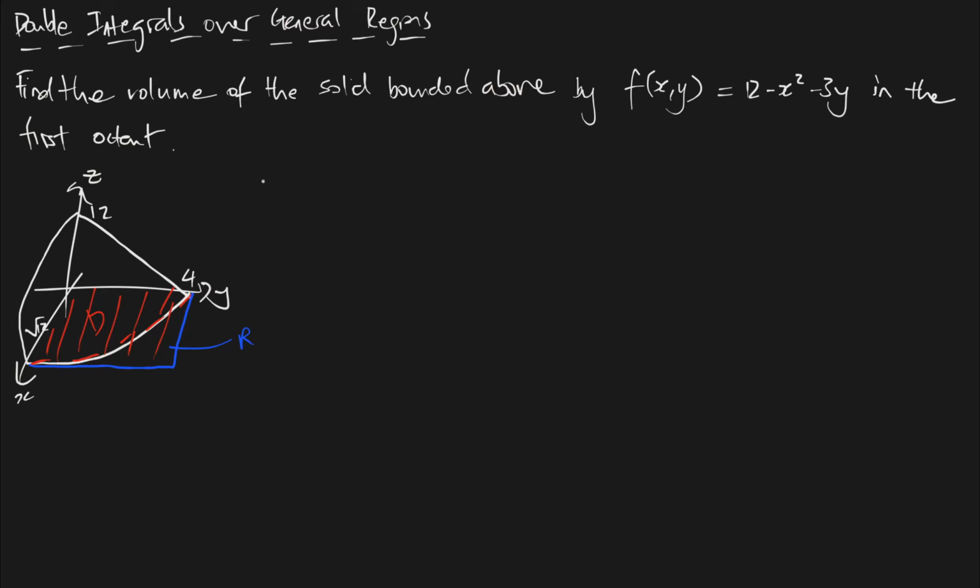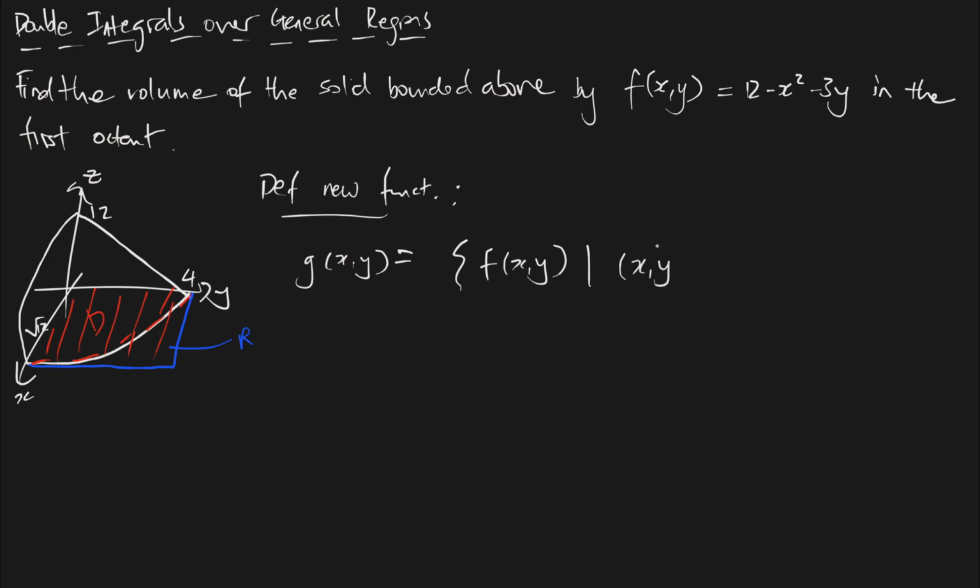So what we can say is we can define a new function, g of xy, which is simply f of xy if that point in the xy plane is in the region D. But otherwise, if it's in this area here, so if it's in R but not D, it's 0.